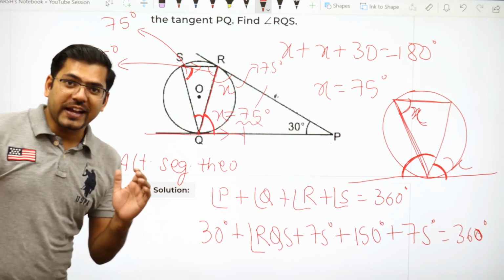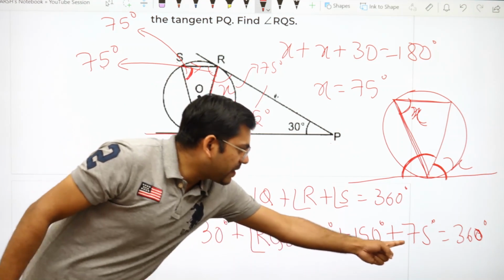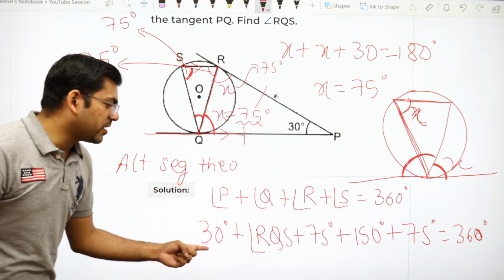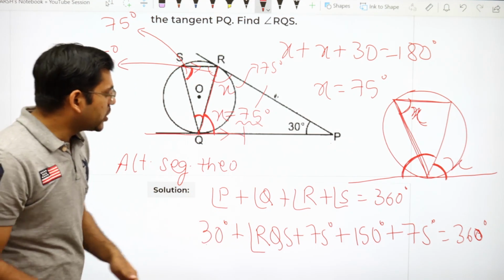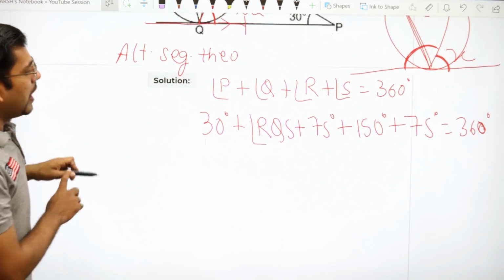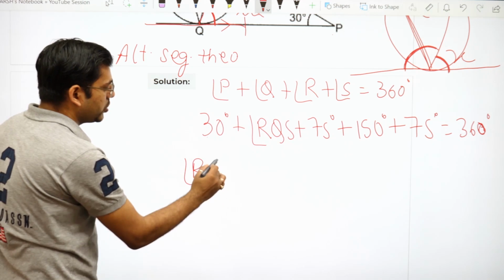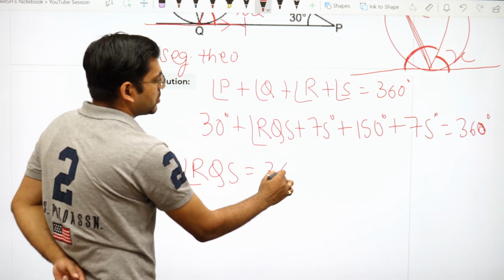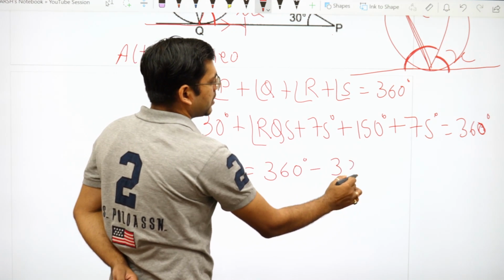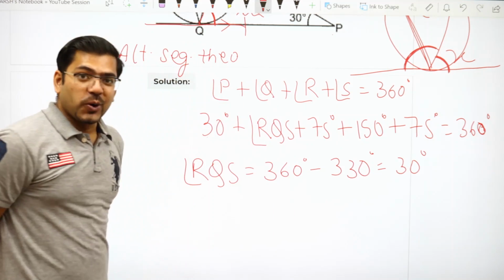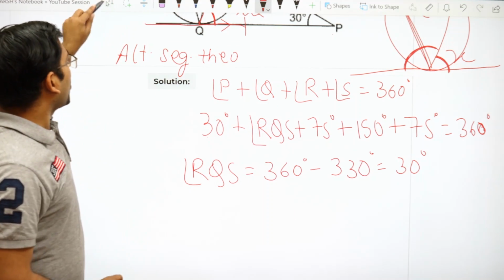Okay. So guys, I guess you would have understood this. 75, 150, 300, 330. So angle RQS is equal to 360 degree minus 330 degree, and we have got our value, that is 30 degree. So did you understand this problem? It was a good question.